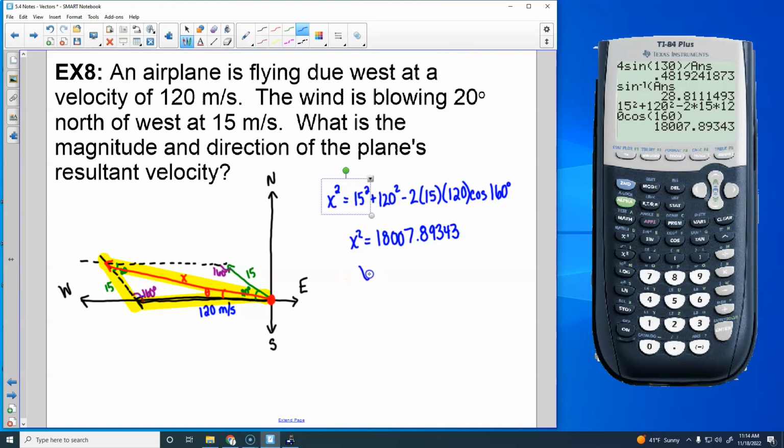Okay, and we'll square root this. All right, and we get 134.193. And this is our magnitude, which is our speed in meters per second. So you can see it adds 14 meters per second to your speed, which, if the plane's going far, is going to make a difference in what time they get there.